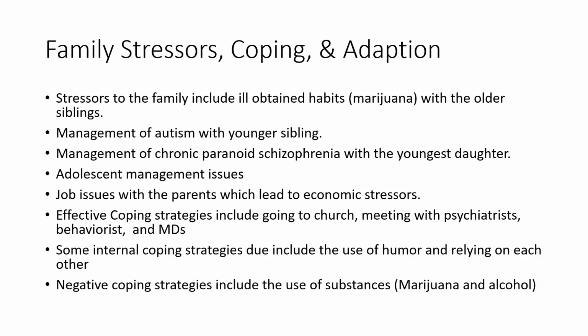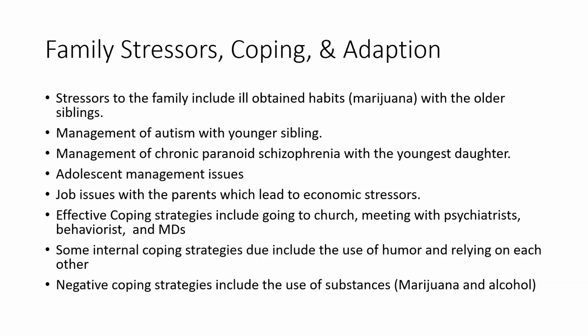Family stressors. So there are stressors to the family, which include ill-obtained habits, such as marijuana and the use of alcohol with the older siblings. The stressors of managing autism with the younger siblings, as well as the chronic paranoid schizophrenia with the youngest daughter, just making sure that she's taking her medicine, making sure that any type of episodes of schizophrenia is dealt with by the family and that everybody is kind of aware of how to deal with it.